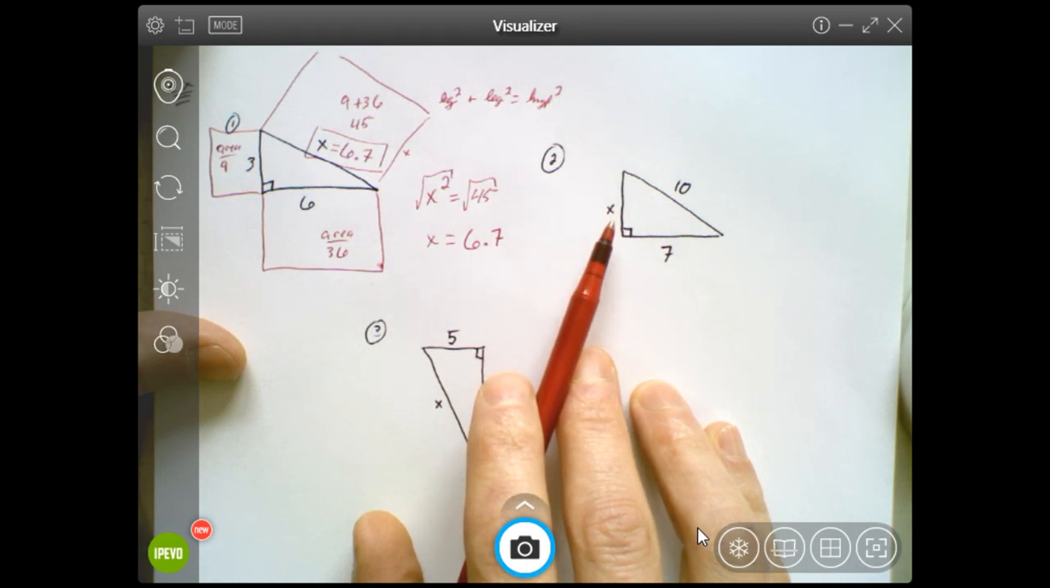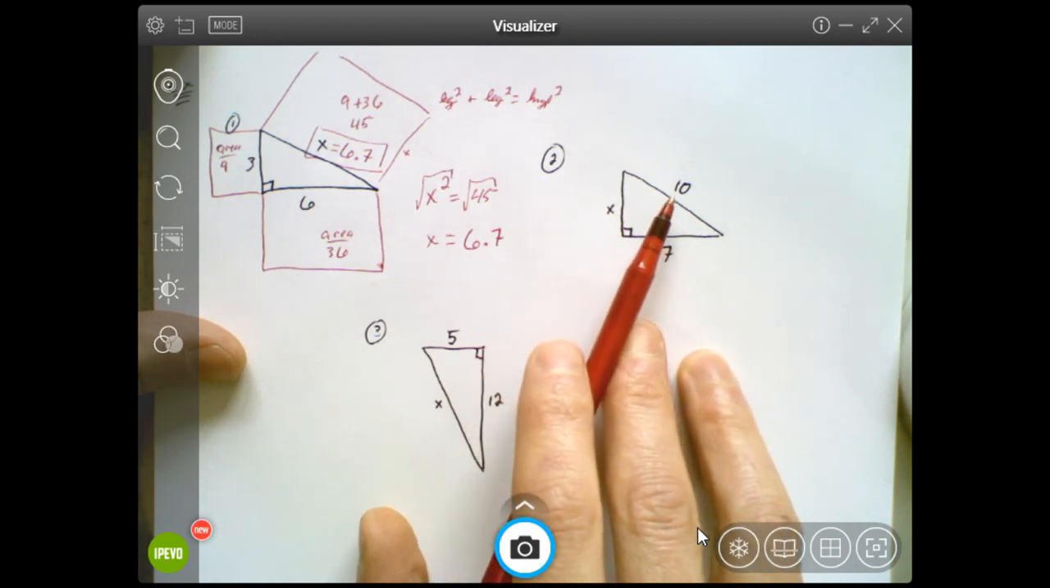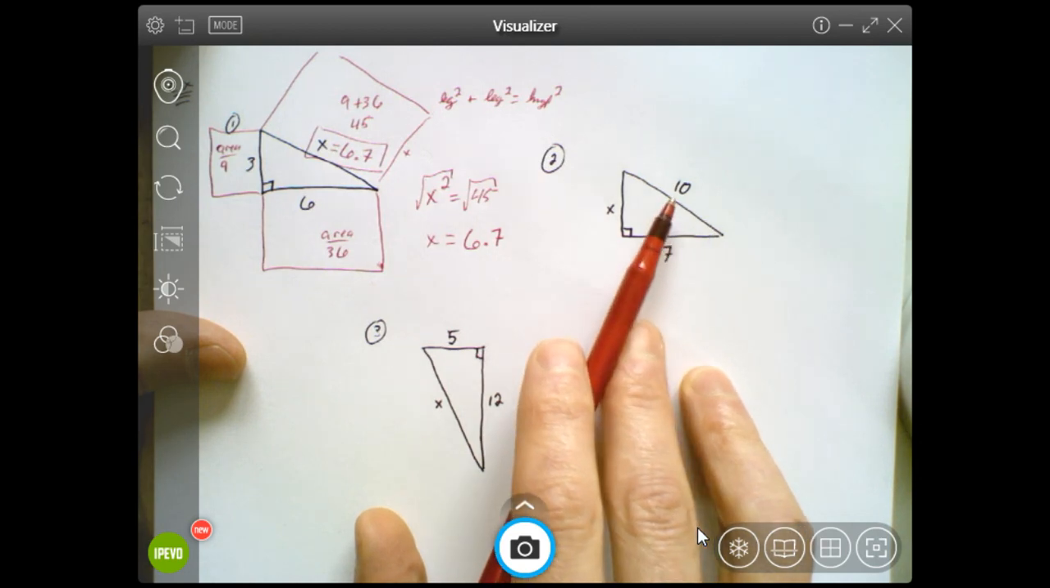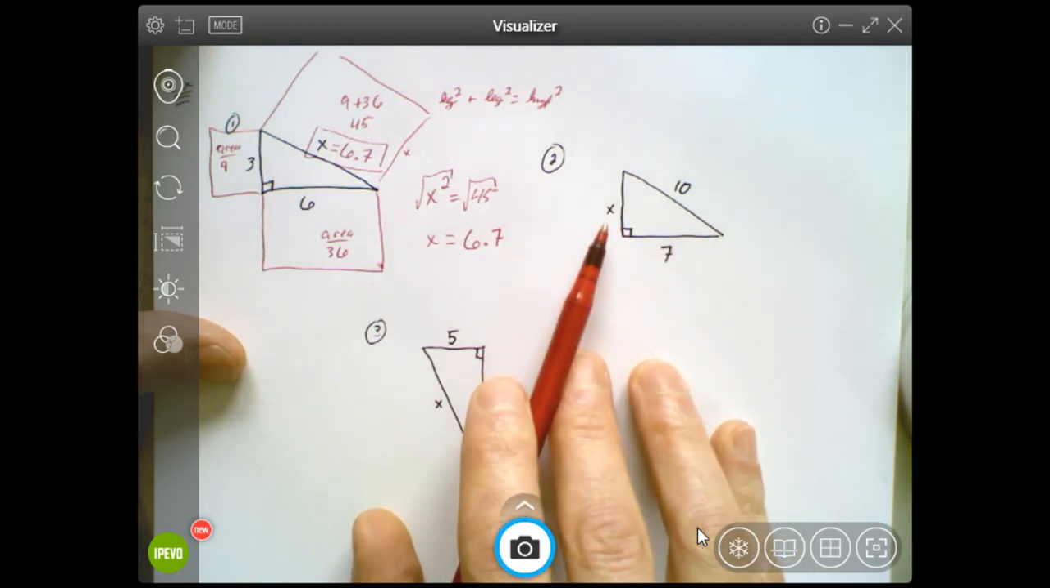So I'm going to be looking for a leg, which means it's not going to be the biggest number. So it's going to be smaller than 10, because 10 is the hypotenuse, because it's opposite the 90, or it's not a part of the 90. So when I'm all done, I'm looking for a number that's smaller than 10. That's all I know at this point.